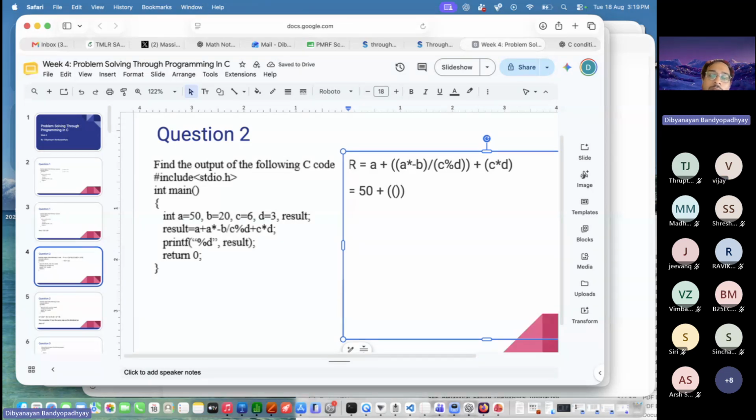Since multiplication, division and modulo have the same precedence, we follow left to right. Correct. So after A into B, you should divide that value by C and then take modulo D. I'm suggesting A into B, then divided by C, and then modulo with D. Yes, that is also correct.